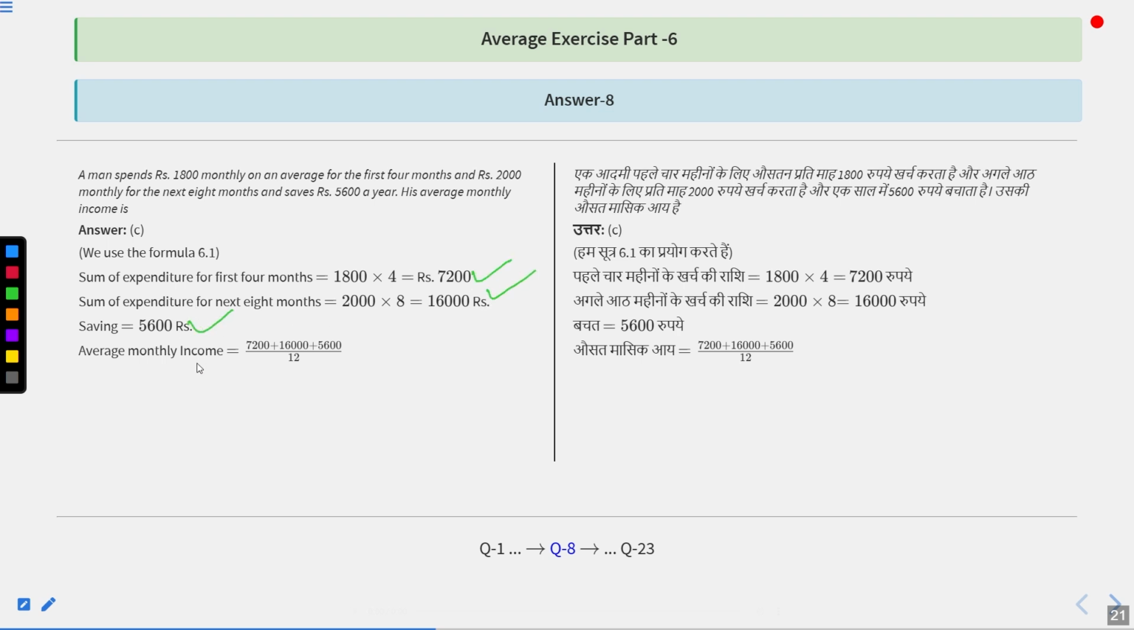And what will be the average salary? We divide this sum by 12. So we get the average monthly income is 2400 rupees. C is the correct answer. Next one.